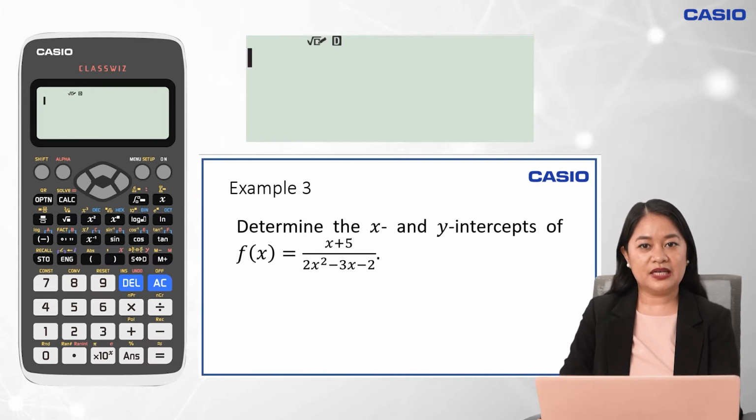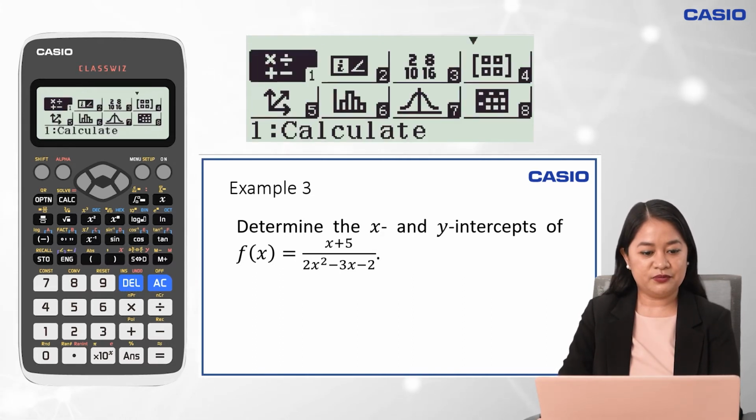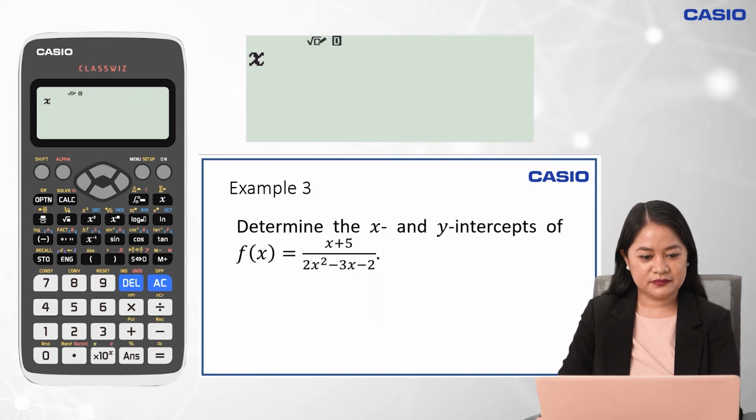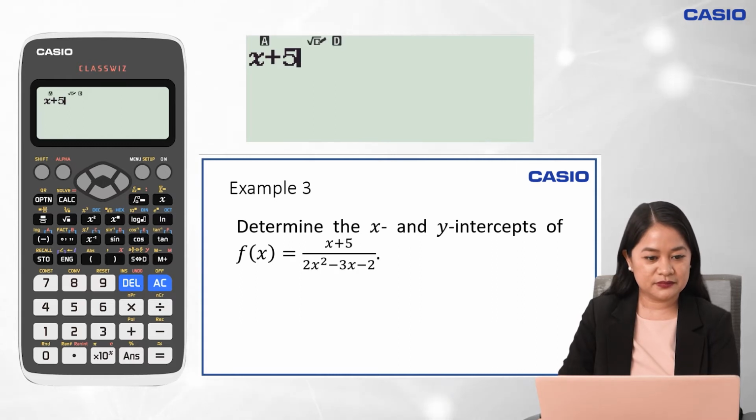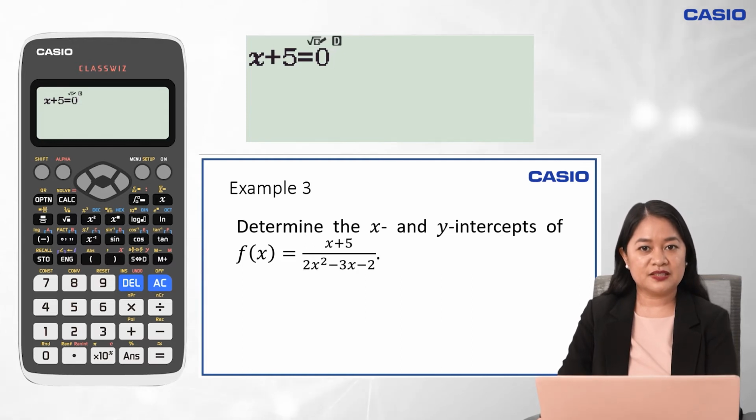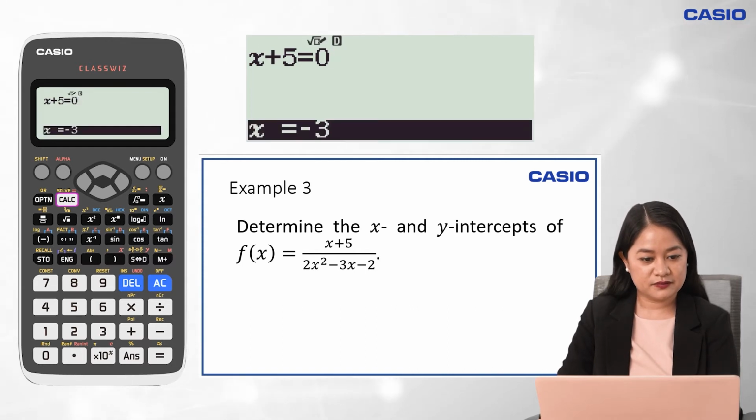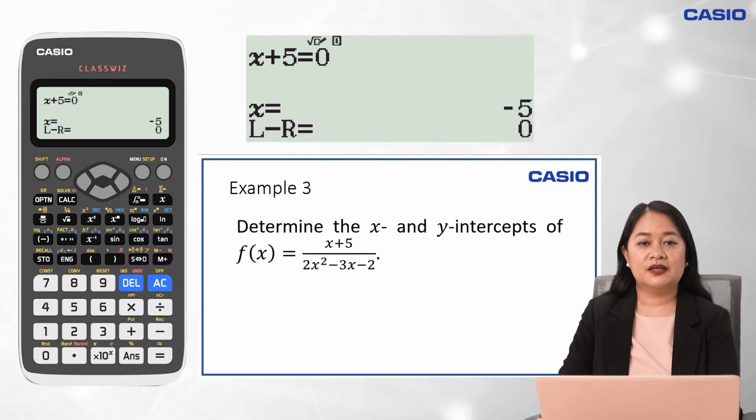Using the Calculate menu, that is menu 1, input x plus 5. Then press Alpha, Calc, and 0. To automatically compute for x of this equation, press Shift, Calc, and Equal buttons. Therefore, the x-intercept is -5, or the graph of this rational function will pass through the x-axis at point -5, 0.